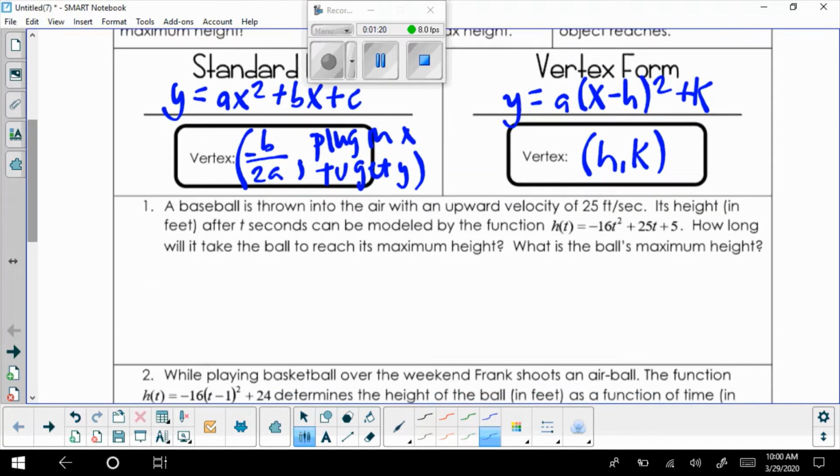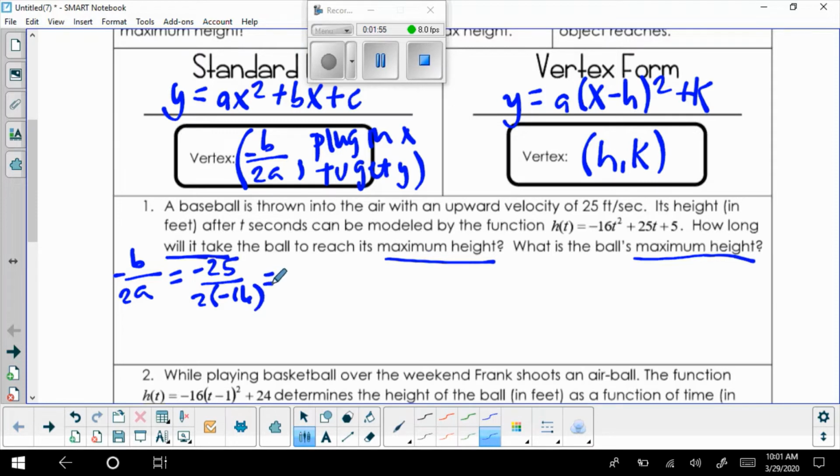All right, so looking at number 1, a baseball is thrown in the air with an upward velocity of 25 feet per second. Its height in feet after t seconds can be modeled by the function h of t equals negative 16t squared plus 25t plus 5. How long will it take for the ball to reach its max height? Then what is the ball's max height? So first let's find the vertex here. I've got to start with opposite b over 2a. So that's negative 25 over 2 times negative 16.